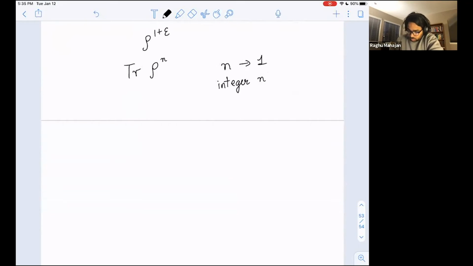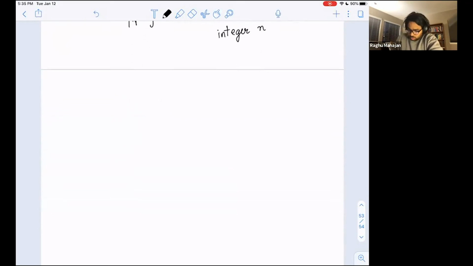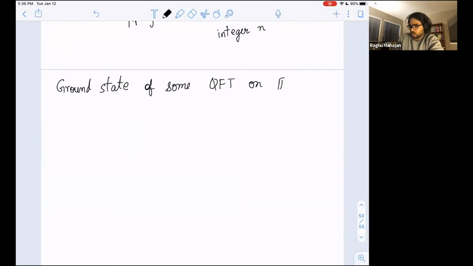So let's see what rho is and how we can compute it. Let's say we are in the ground state of some QFT, just on R^1. So it's a 2D QFT, the spatial manifold is R^1, and we're looking at the ground state.